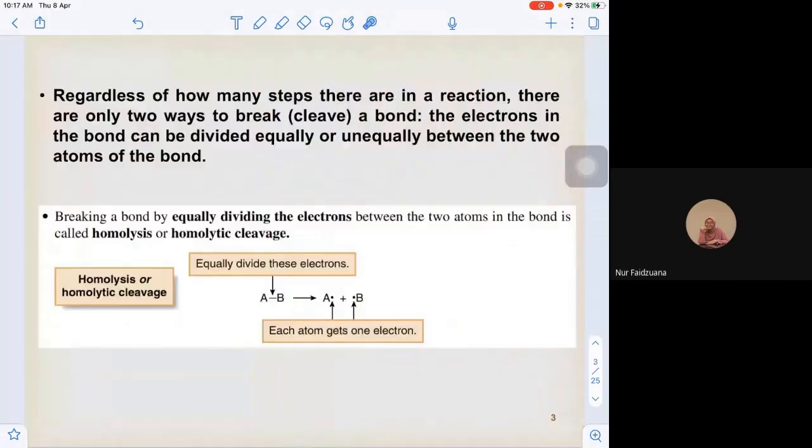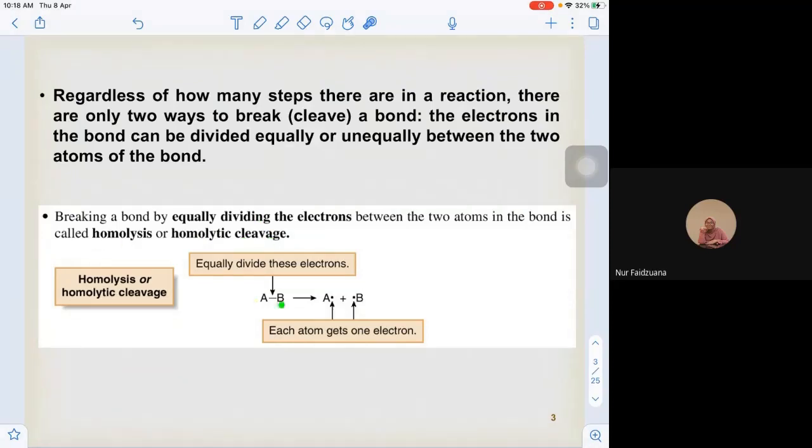So let's look at homolysis. Regardless of how many steps we have in a reaction, there are only two ways to break the bond. Either the electrons in the bond are divided equally, or the electrons are divided unequally between the two atoms of the bond. If the shared electrons are divided equally, we call the cleavage homolytic cleavage, also known as homolysis.